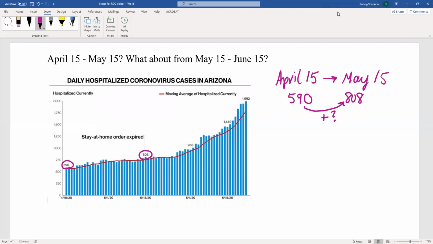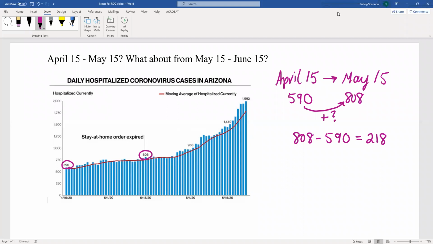To answer that question, you have to ask yourself what the difference is. How much does it have to grow to get from 590 to 808? Whatever that difference is will tell you how much the cases increased by. And 808 minus 590 is 218, I believe. So the hospitalizations per day increased by 218 hospitalizations. That's wonderful, it's a fact.